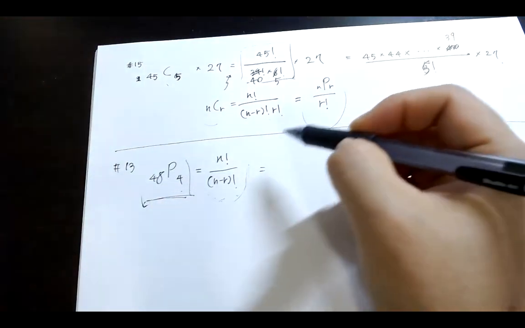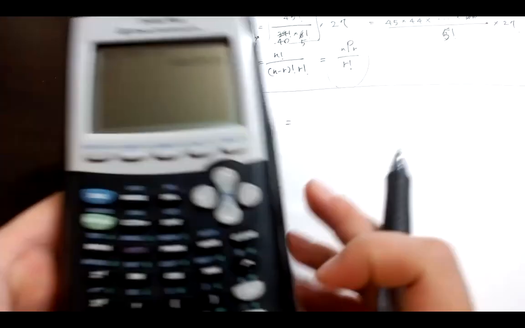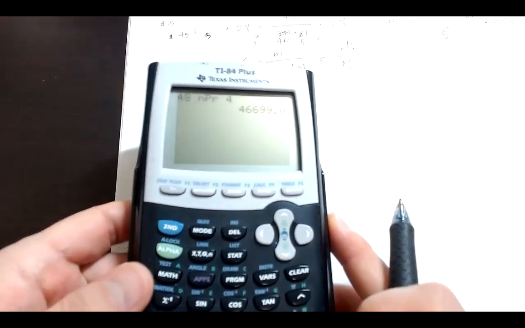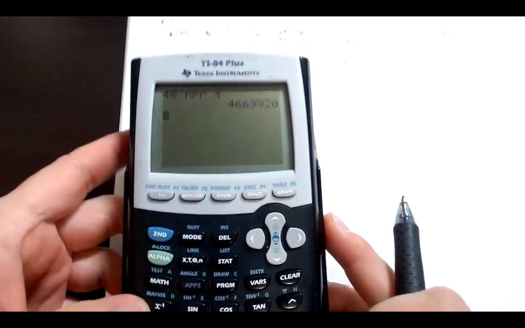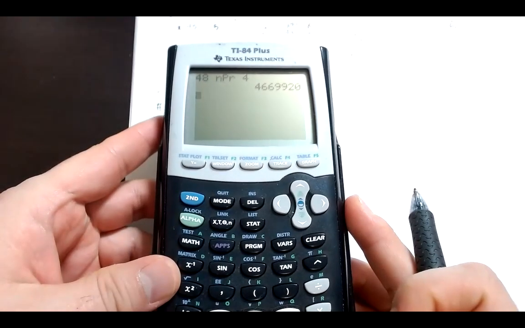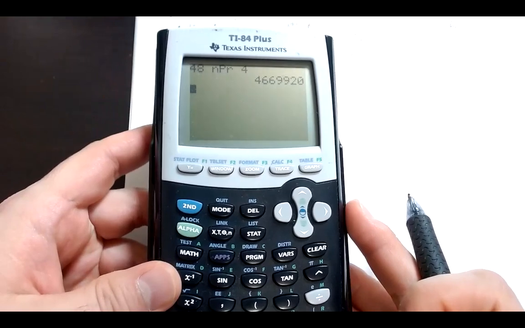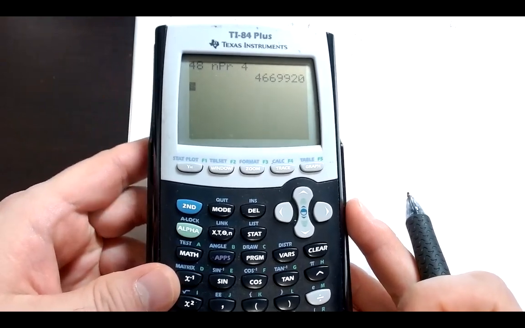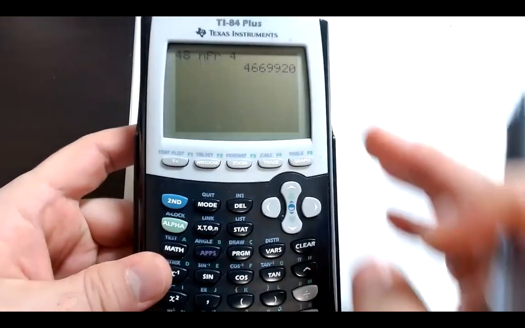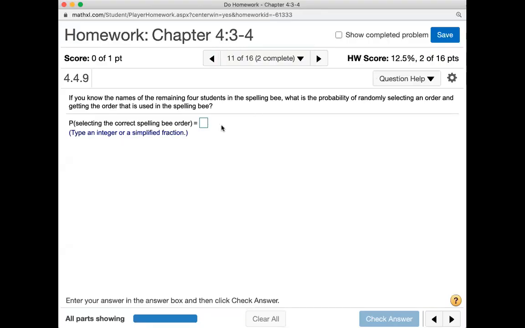So we're going to use the calculator. I already did that, 48 nPr 4, so I got that number. Then what's the probability that she selects the 4 specific cards? It's 1 over that number. That's going to be the answer. All right, let's see the next problem.